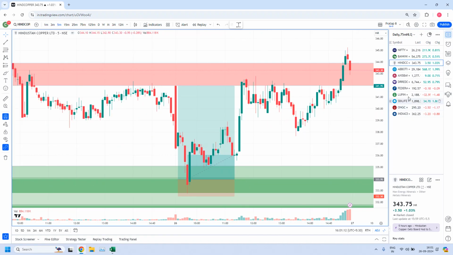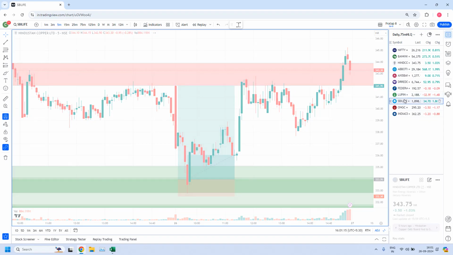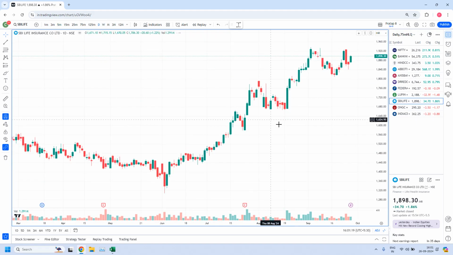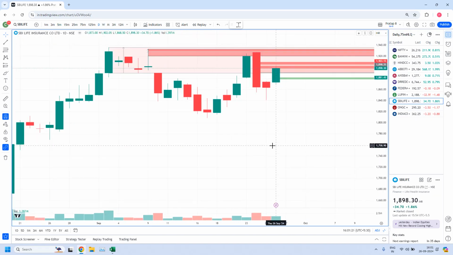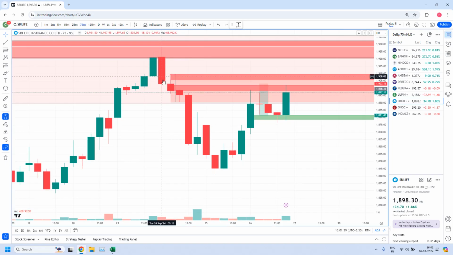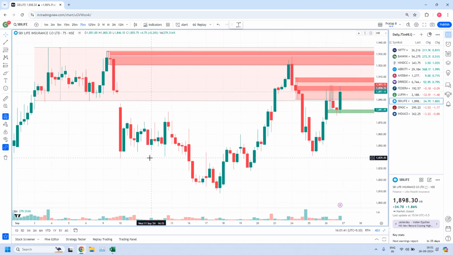The next one is SBILIFE. This is also a daily high liquidity supply zone. You have a rally candle, 1, 2, 3, 4 base candles and a drop candle. This is what is identified by our software. Rally base drop. This we fine tuned with the 75 minutes time frame. You have a drop base drop, and also a rally base drop.